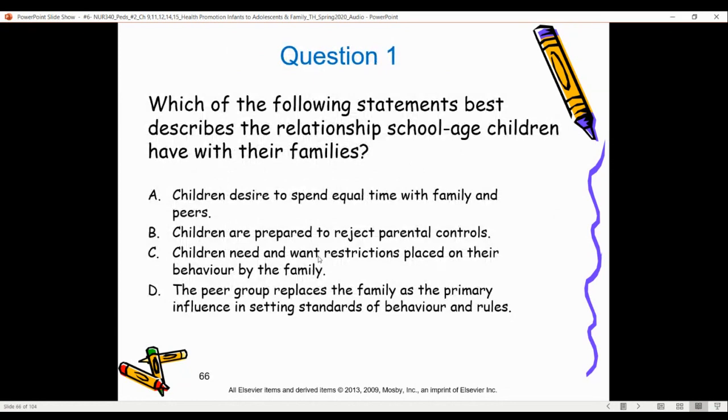Thinking about that, which of the following statements best describes the relationship school-age children have with their families? Children desire to spend equal time with family and peers. Children are prepared to reject parental controls. Children need and want restrictions placed on their behavior by the family. Or the peer group replaces the family as the primary influence in setting standards of behaviors and rules.